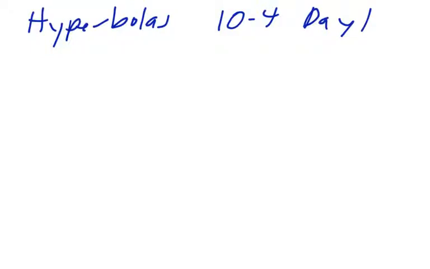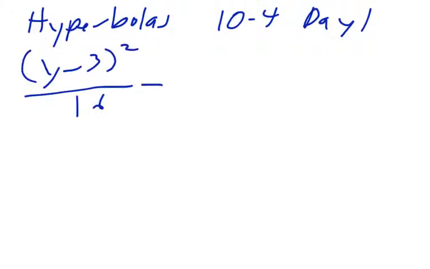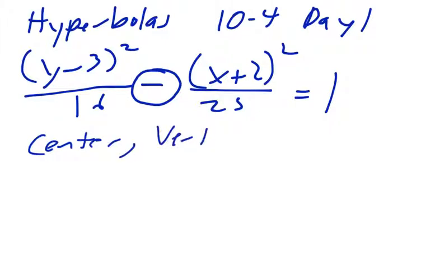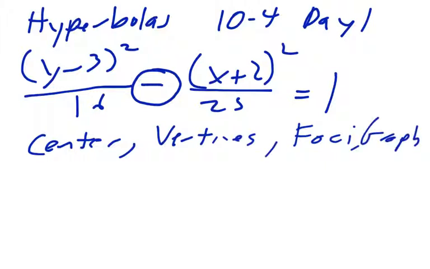So today we're going to do graphing hyperbolas, and we're going to start out with an equation of (y minus 3) squared over 16 minus (x plus 2) squared over 25 equals 1. The only difference between the ellipse and the hyperbola equation is that the minus sign is in the middle instead of the plus. They're going to ask us for the center, the vertices, the foci, the graph, and the slopes of the asymptotes.